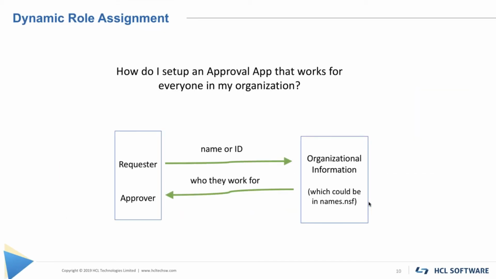Dynamic role assignment. So the basic question that this capability answers is, how do I build an application, an approval application, where it works for everybody in the organization? Well, you have to make it dynamic. Otherwise, you've got to hardwire who the people are that are approving things. All right, so how exactly does this work? We're going to get into the details on this because it's a topic that, even with some more seasoned developers, there is a bit of confusion.